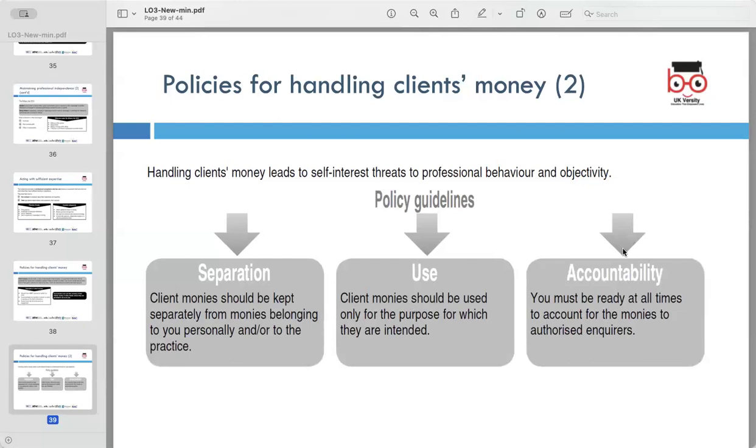So these policies basically not only protect clients' interests but also uphold the reputation and credibility of the accounting profession and accountants.